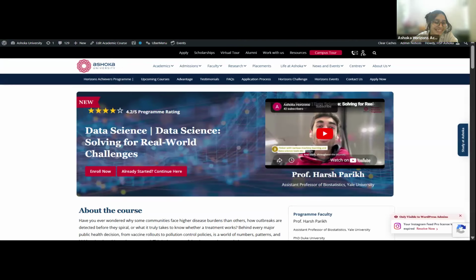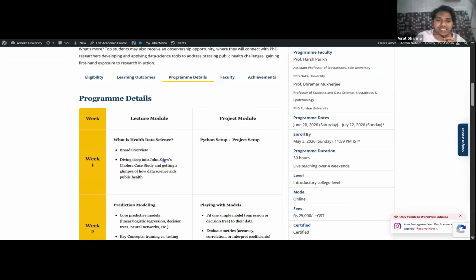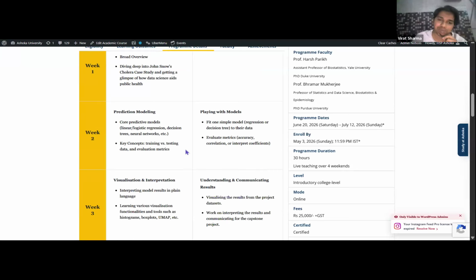Hey, so data science solving for real world challenges is going to be part of Edition 2 of the Ashoka Horizons program. Edition 2 is scheduled for June 20th to July 12th. In this course, as we can see, it's spread over 4 weekends. The live classes will take place from 11 a.m. to 1 p.m. on Saturdays and Sundays. You also have the chance to participate in office hours with the teaching fellow of the course, Gautam.